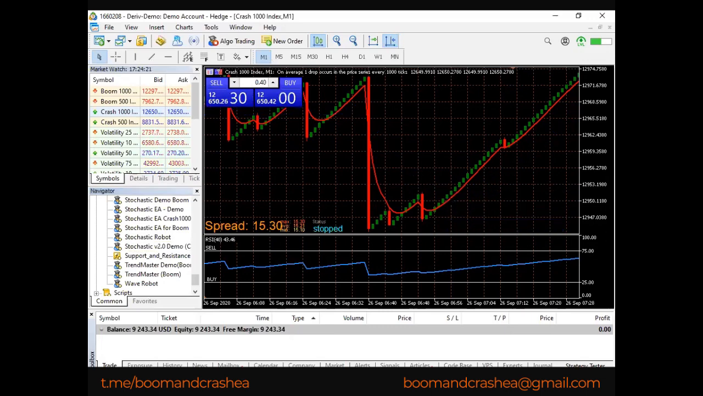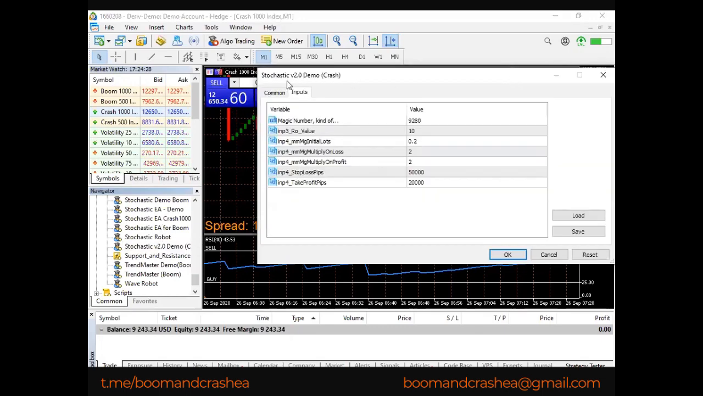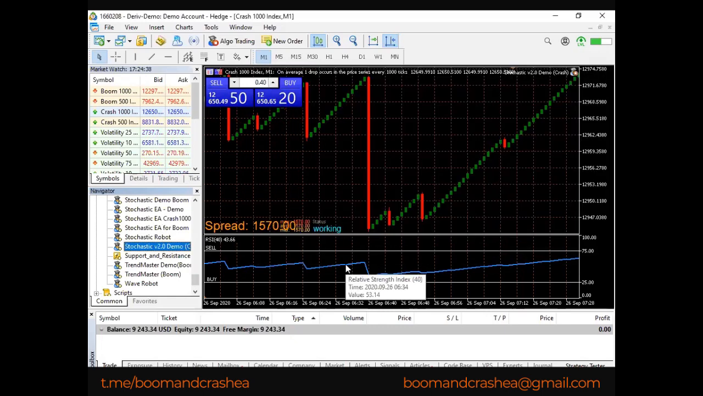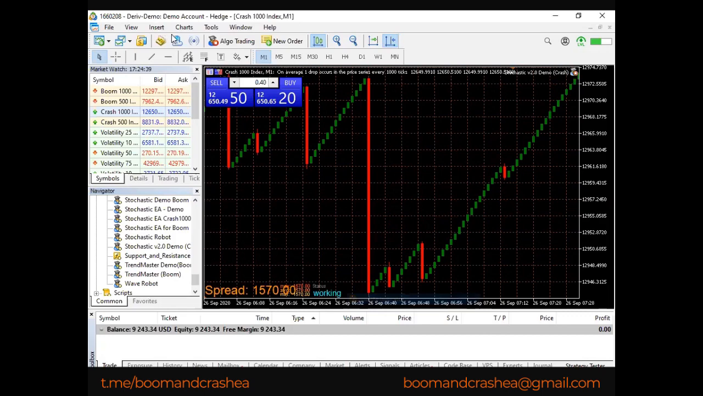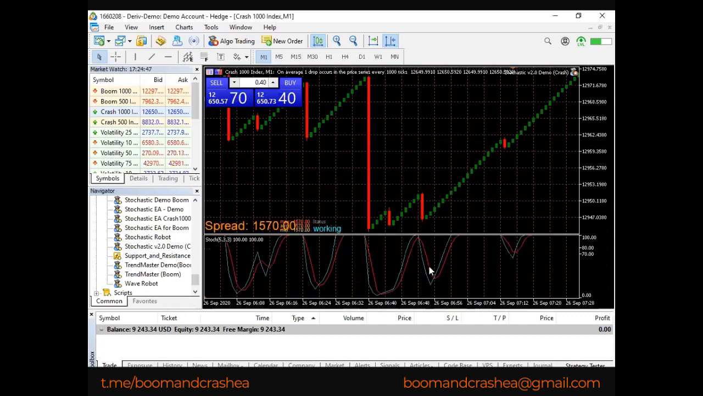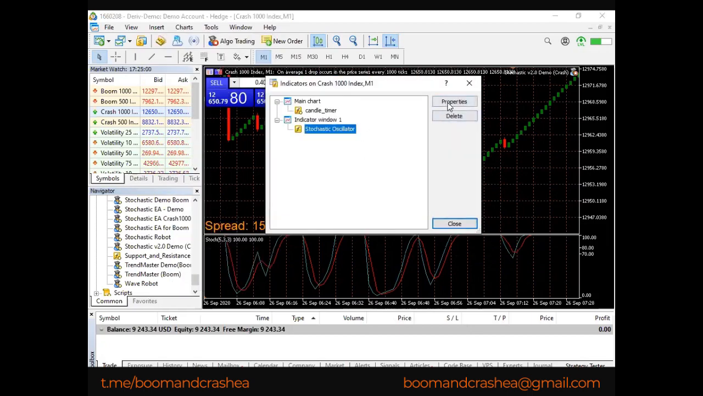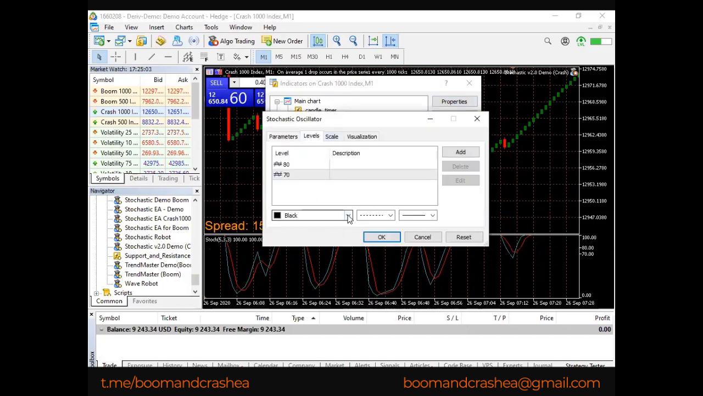I'll delete these indicators and then add my stochastic bot. Check algo trading, lot size 0.2, multiply on loss 2. I'll explain these later. Let me delete this and then add my stochastic, which is an oscillator. Now, this simply means if my main line, which is the light green line, crosses the 10 level. So I'm supposed to set the 10 level: charts, indicator list, stochastic properties, change this to white, and then add a 10 level.